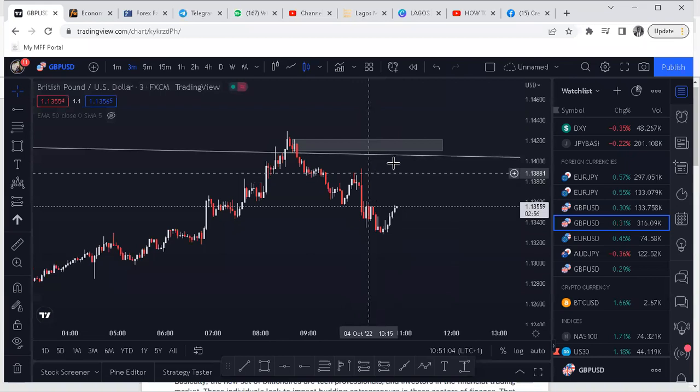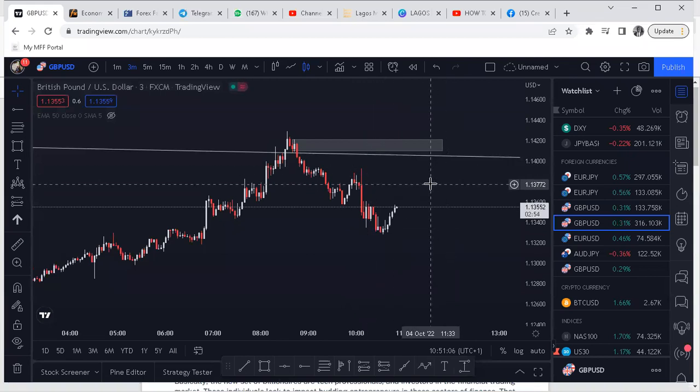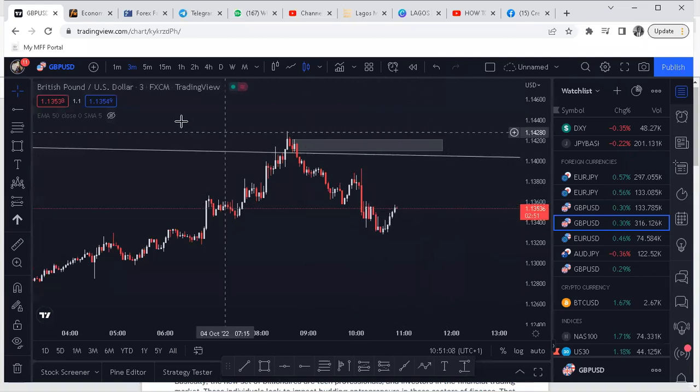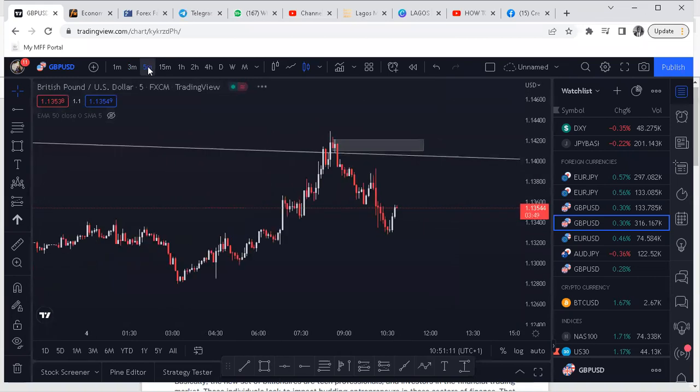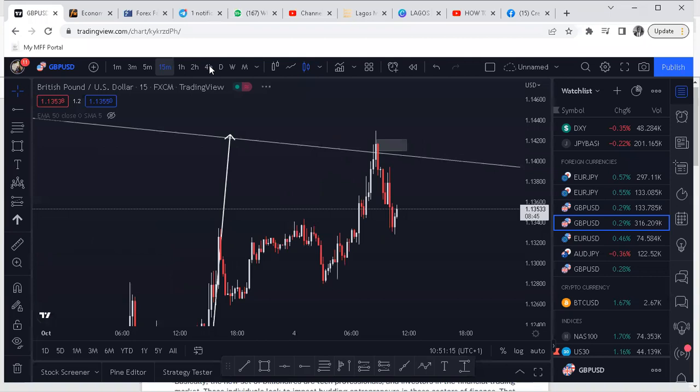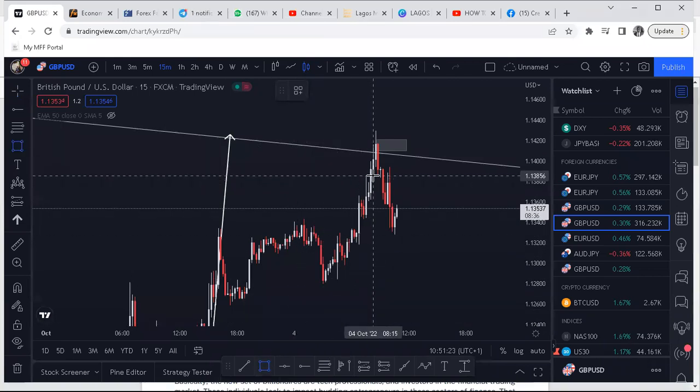And where's the imbalance in this whole place now? I'm seeing something. I hope it's not it. It is it though. 15 minutes. So we have 3 possible zones to enter.